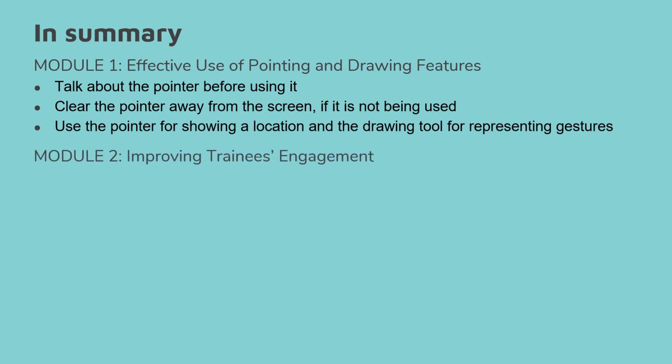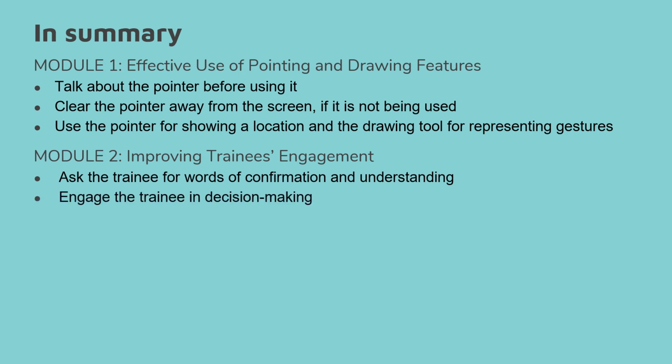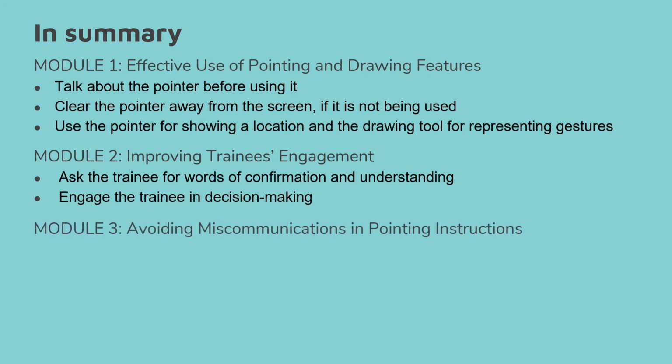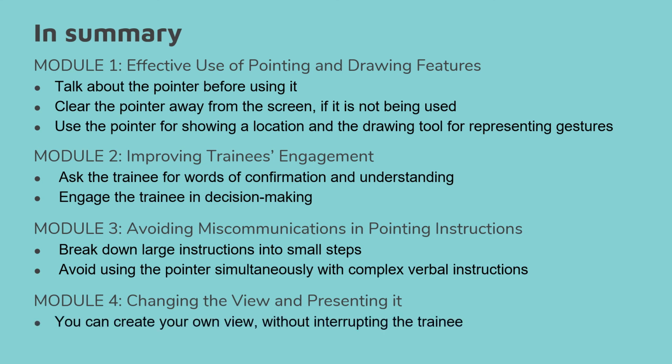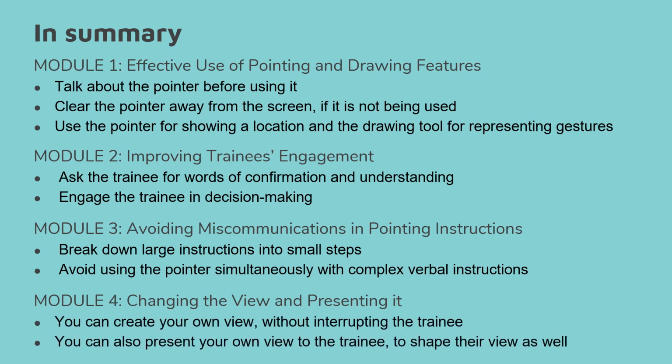The second module gave advice on improving trainees' engagement, such as asking the trainees for words of confirmation and understanding, and engaging the trainee in decision-making. The third module included tips on avoiding miscommunications in pointing instructions, such as breaking down large instructions into small steps and avoiding using the pointer simultaneously with complex verbal instructions. Finally, the fourth module showed you how to manipulate your view based on your needs without interrupting the trainee, as well as how to present that view to the trainee.